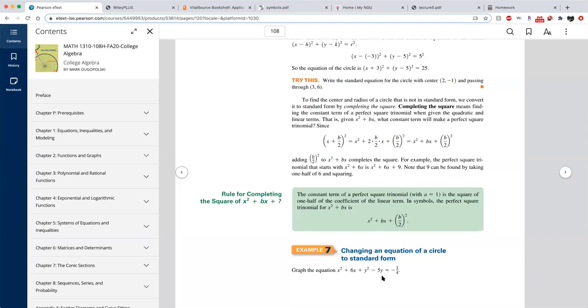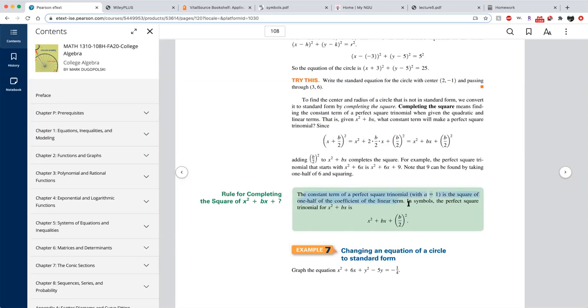But how can you find out the radius and the center point? In order to plot the graph of a circle, we need to figure out the center point and radius. But to figure out the center point and radius, we need to rewrite that equation in standard form. So here's a question: how can you rewrite the given equation as the standard form? To do that, we need to use this rule for completing the square.